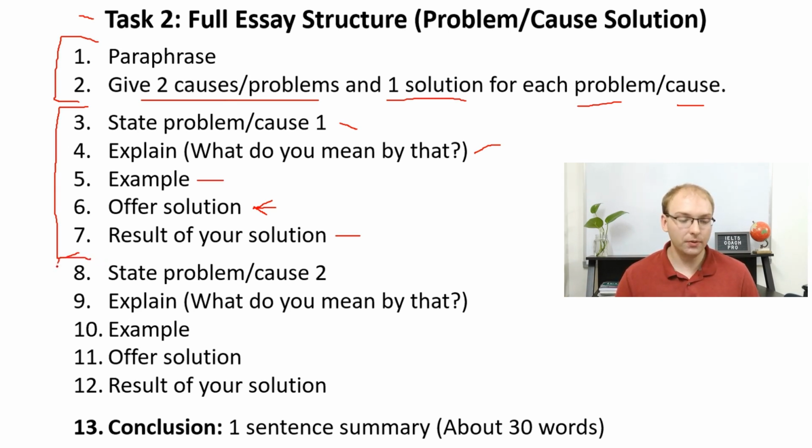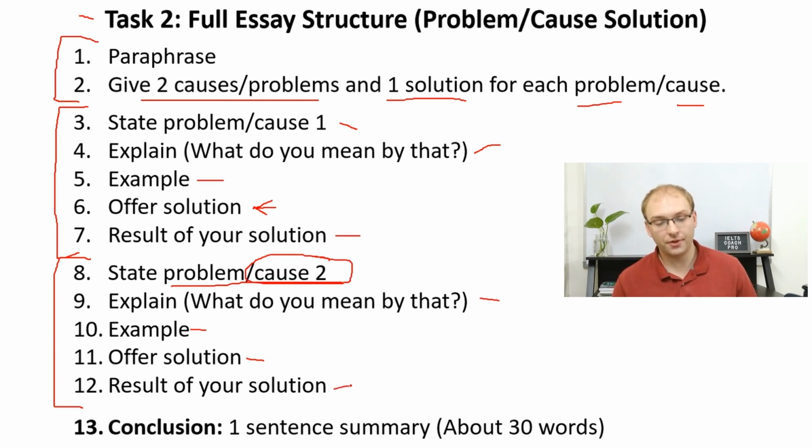Body paragraph number 2 will be the same, except it will have problem or cause number 2. You'll explain it, you'll give an example of it, then you will offer your solution for that cause or that problem. Then you will give the result of that solution. So if people implement your solution, what will be the benefit or what will be better? Then you end with a conclusion, which is a 1-sentence summary, which will be very similar to your thesis. So that is the general structure outline.